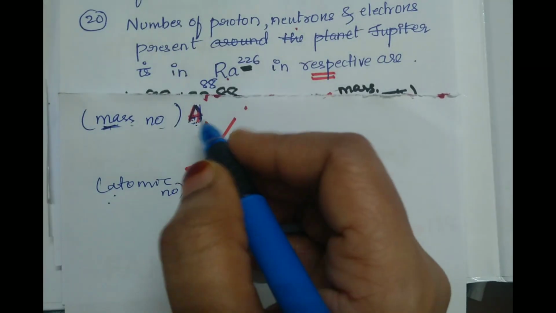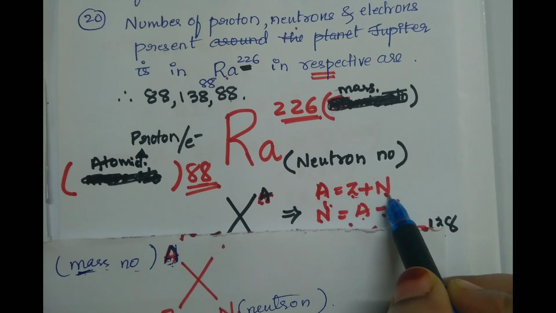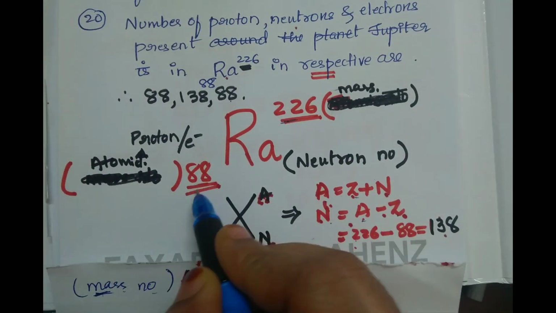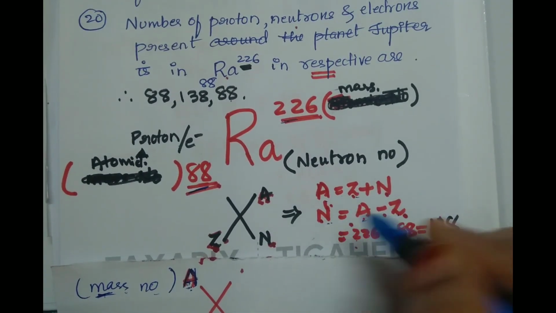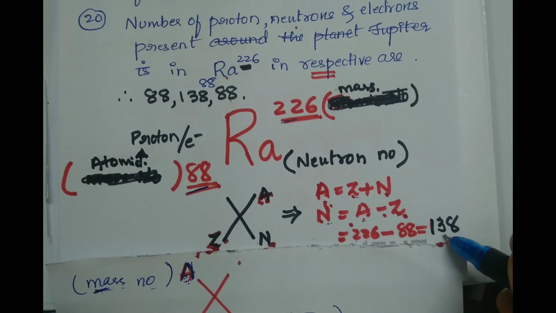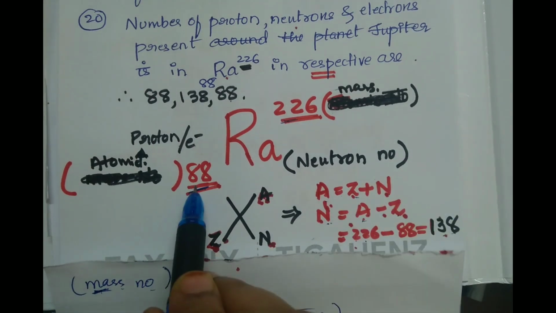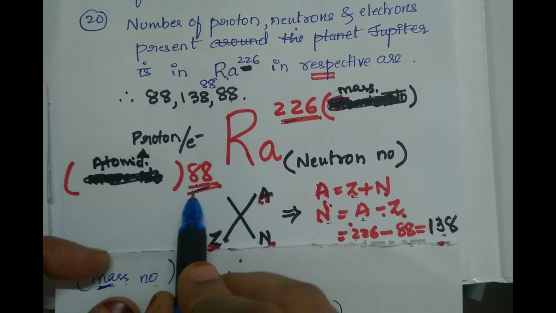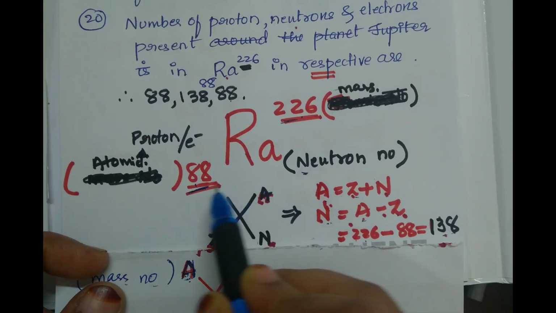See here, there is one formula given, that is A = Z + N, or N = A − Z. Since we know this is our A and this is our Z, we can substitute here in order to get the neutron number. Therefore we get 226 − 88, which is 138. The neutron number is 138, the proton number is 88, and this is our proton. The neutron is this one, and the electron is again what?